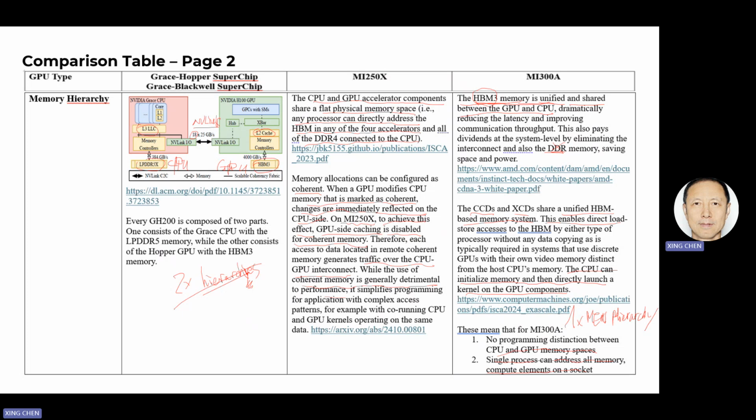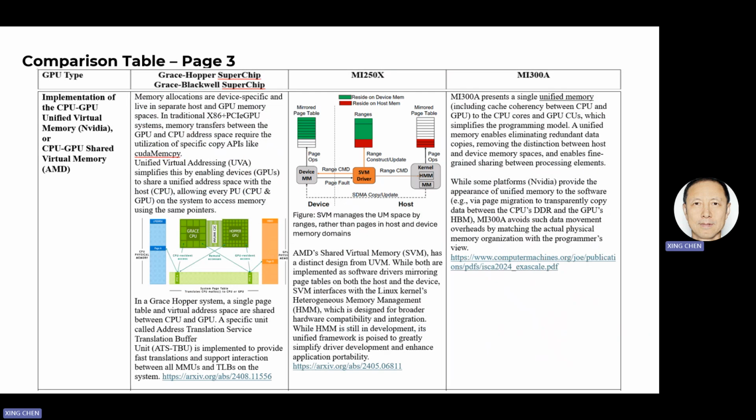So we had a look at the cache, and we had a look at the memory hierarchy. Now we need to have a look at unified virtual memory, or shared virtual memory. This is a topic a little bit difficult to understand and to explain, but let me give it a try.